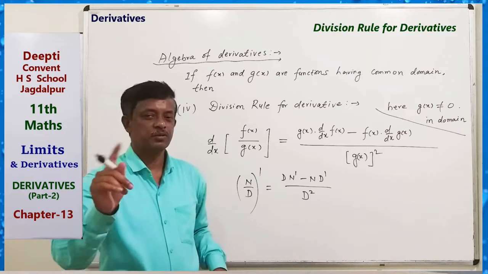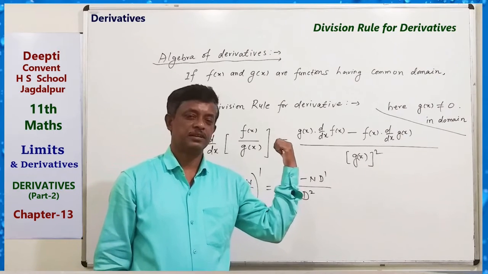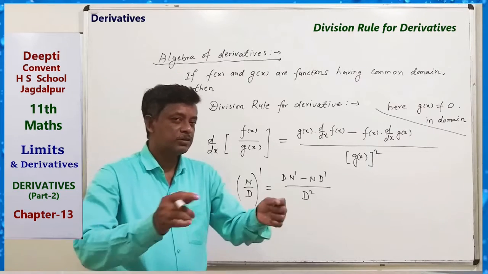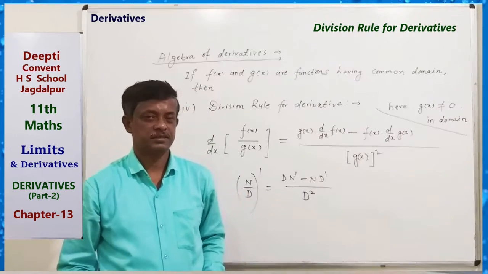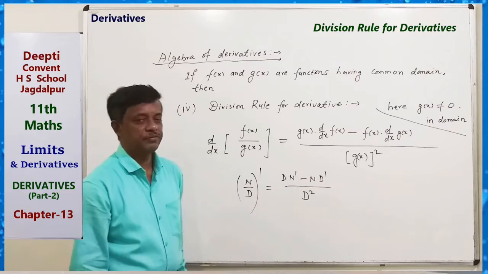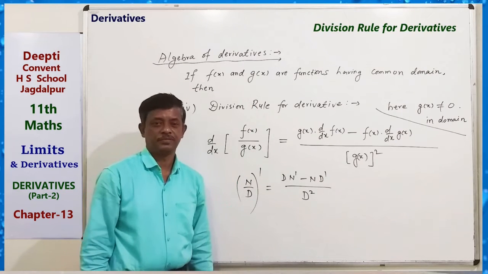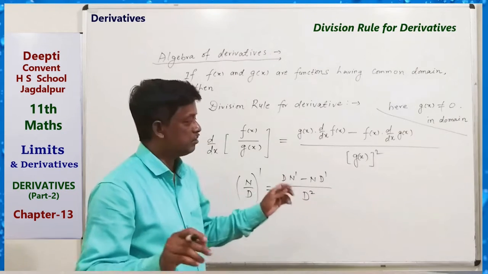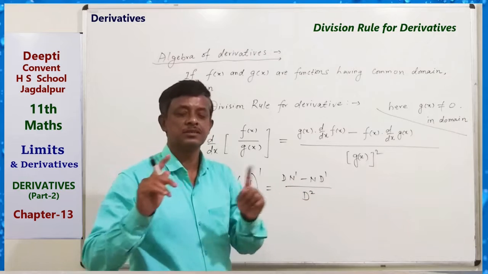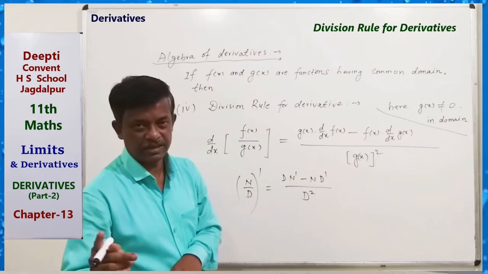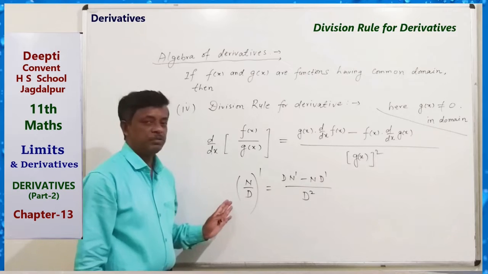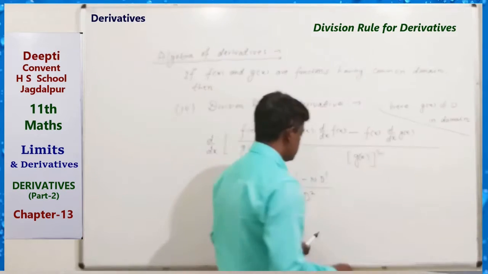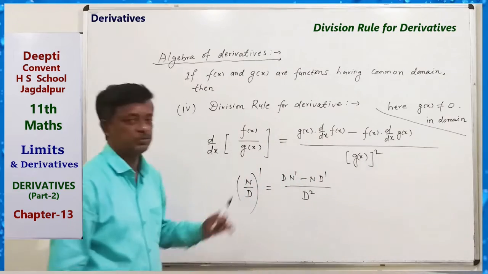Derivative of sin x is cos x, just as we have proved in the previous class. Derivative of cos x is minus sin x; you can verify this by using the first principle method. As we know the formulas, derivative of sin is cos, derivative of cos is minus sin. Now we will find the derivative of cot x using these formulas.